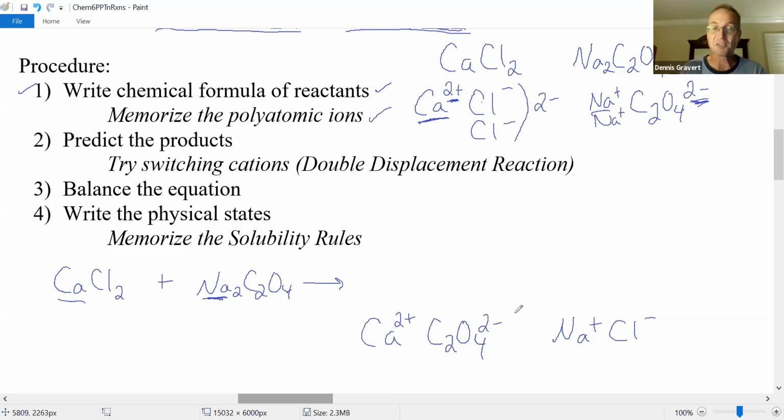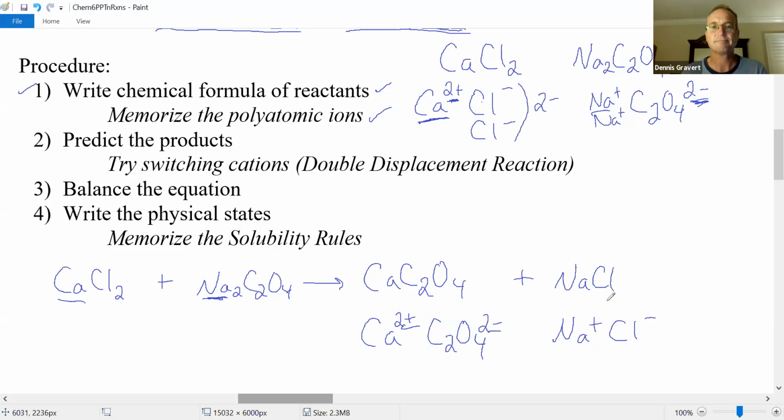And at this level of general chemistry, Chem 6, that's good enough. That's going to work here. It's a double displacement reaction, swapping out the two cations. And now check your charges. Plus two balances minus two. Good. This is a good chemical formula. And NaCl, yep, that's a good chemical formula as well.